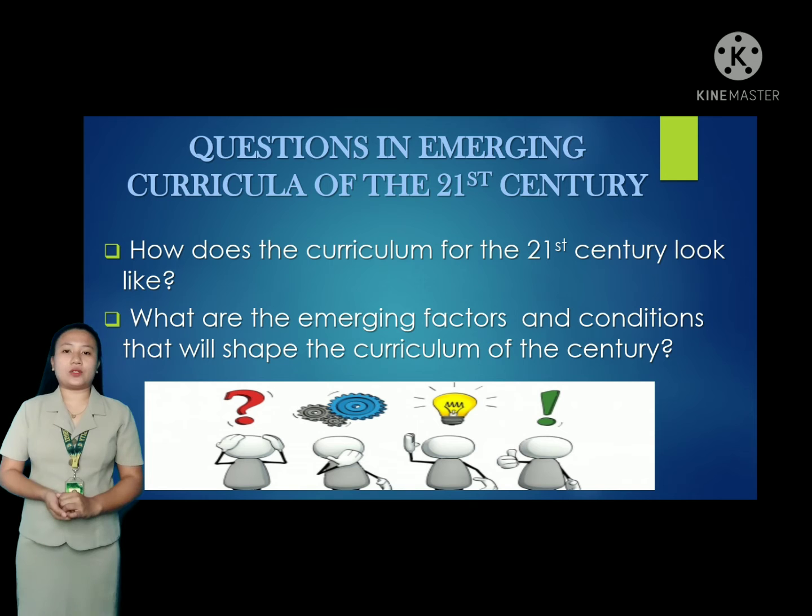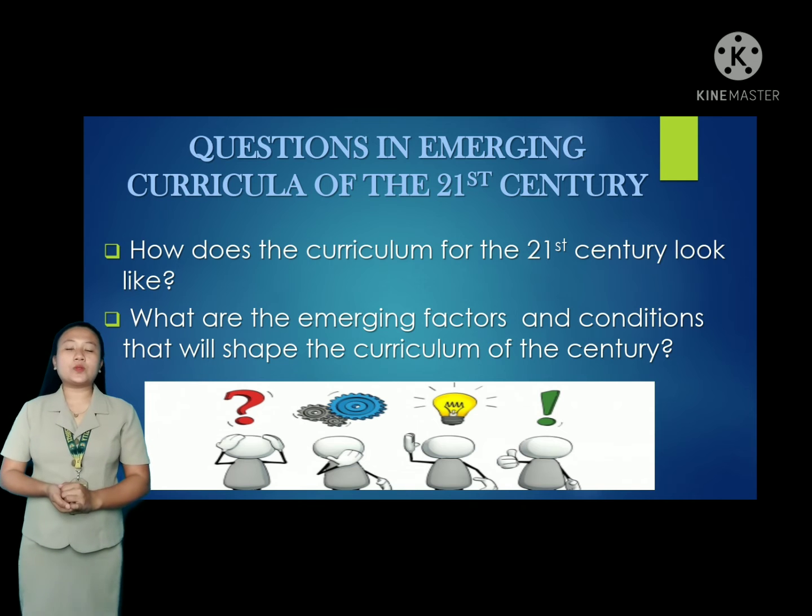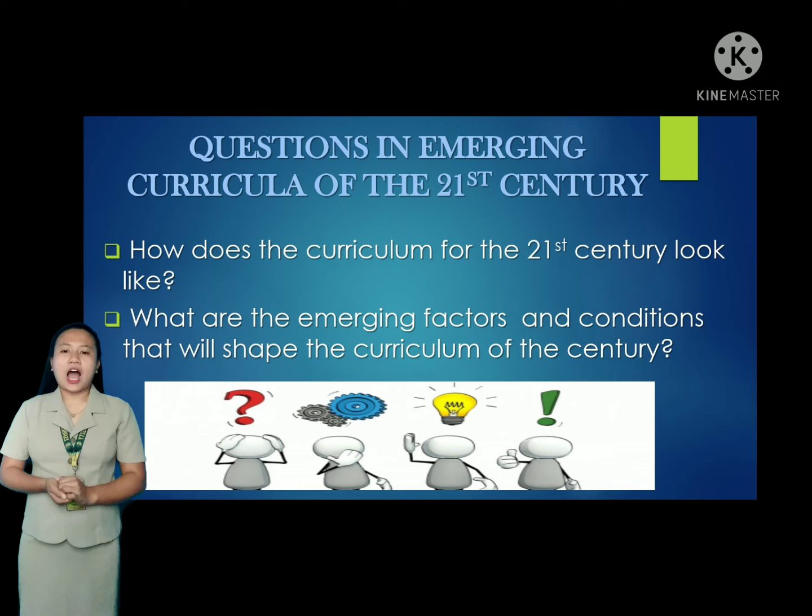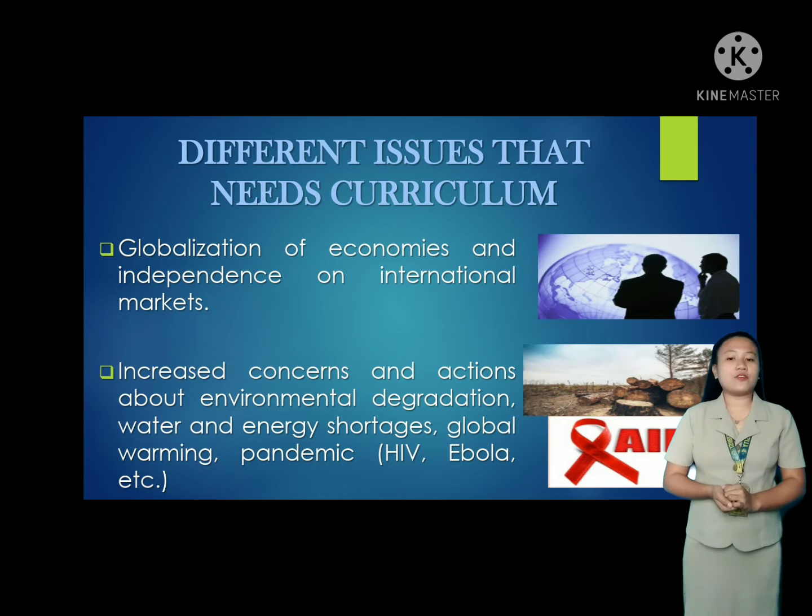Here are the questions in emerging curricula of the 21st century. First, what does the curriculum for the 21st century look like? Second, what are the emerging factors and conditions that will shape the curriculum of the century? Here are the different issues that need curriculum. First is globalization of economies and interdependence on the international market.